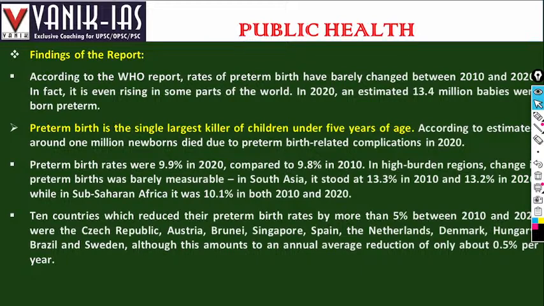The 10 countries which reduced their preterm birth by more than 5% between 2010 and 2020 are the Czech Republic, Austria, Brunei, Singapore, Spain, Netherlands, Denmark, Hungary, Brazil and Sweden. Although this amounted to an annual average reduction of only about 0.5% per year. But in India, in a 10 year period, hardly any fall, which is very marginal, and it shows that the situation remains as it was 10 years before.